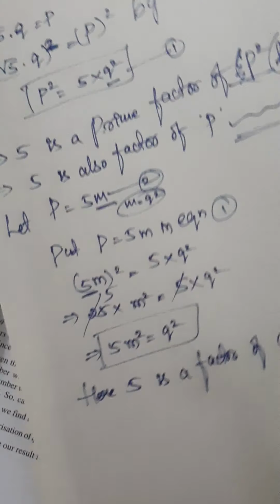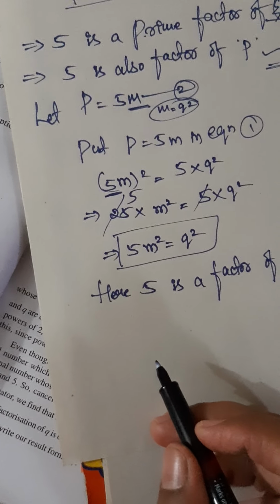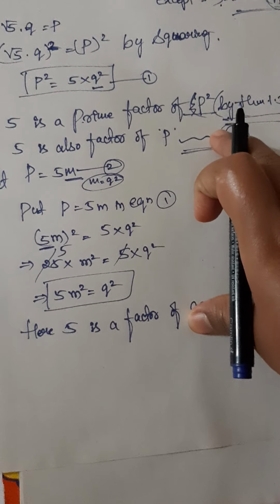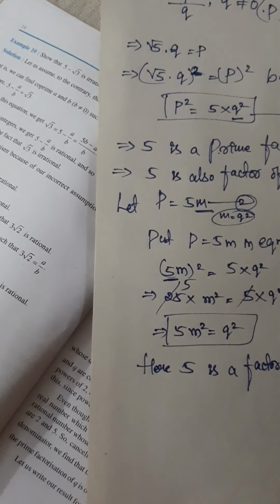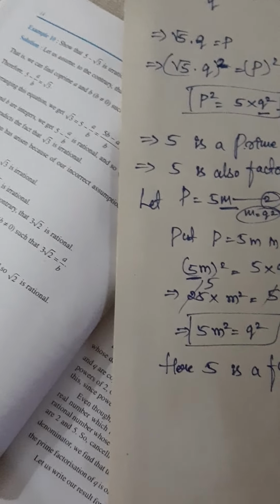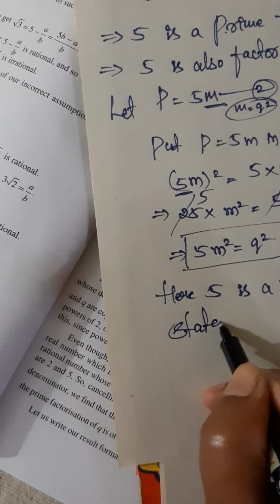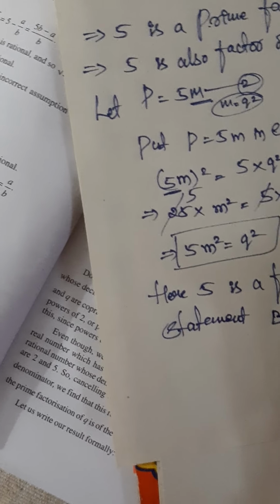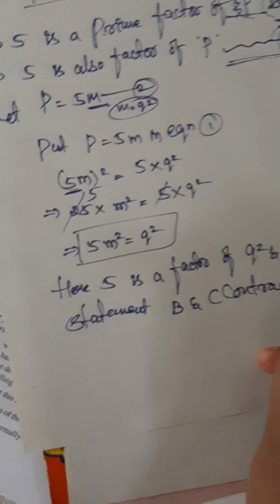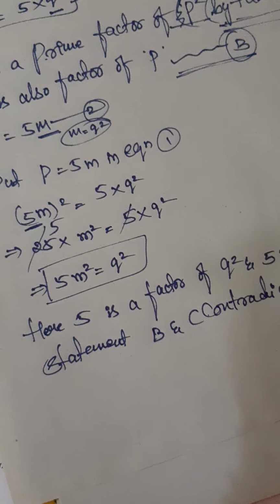After this, by seeing all these statements, statement B and statement C contradict statement A, because p and q do not have any common factor. But here we are getting 5 as a prime factor in both places. So statements B and C contradict statement A.